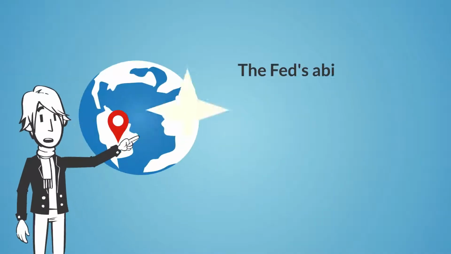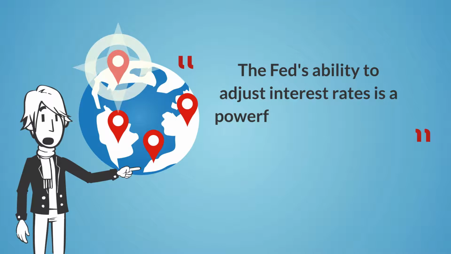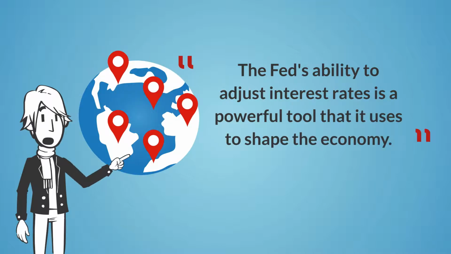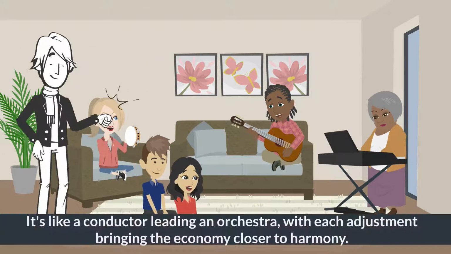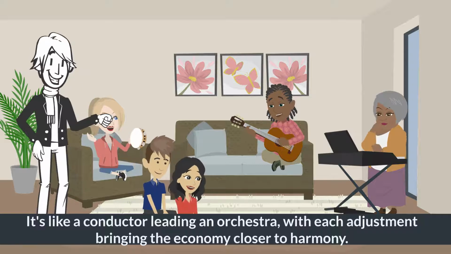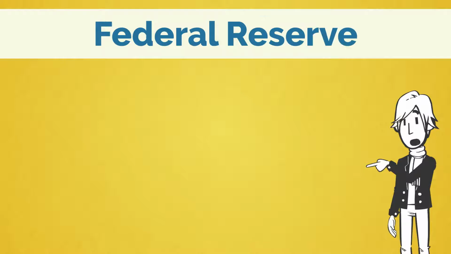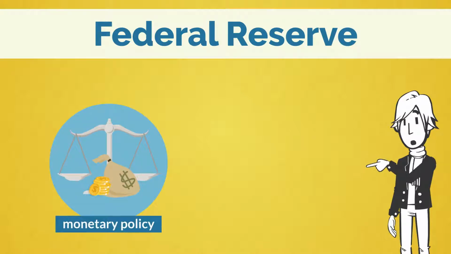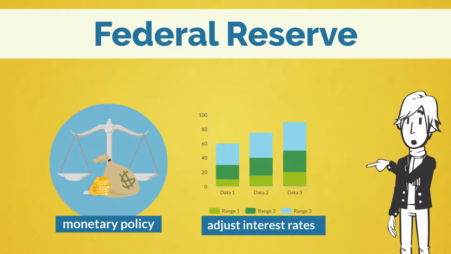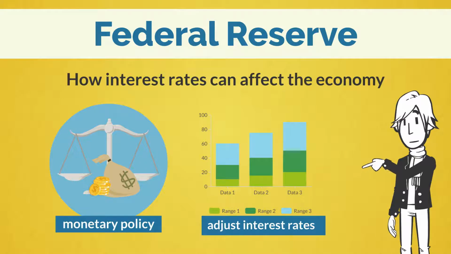The Fed's ability to adjust interest rates is a powerful tool that it uses to shape the economy. It's like a conductor leading an orchestra, with each adjustment bringing the economy closer to harmony. Given the Fed's role in implementing monetary policy and its ability to adjust interest rates, it is important to understand how interest rates can affect the economy.